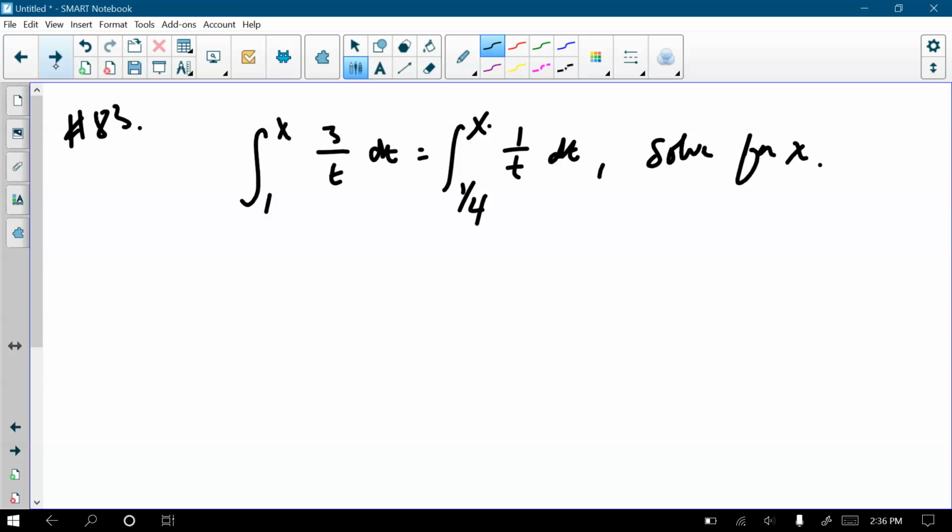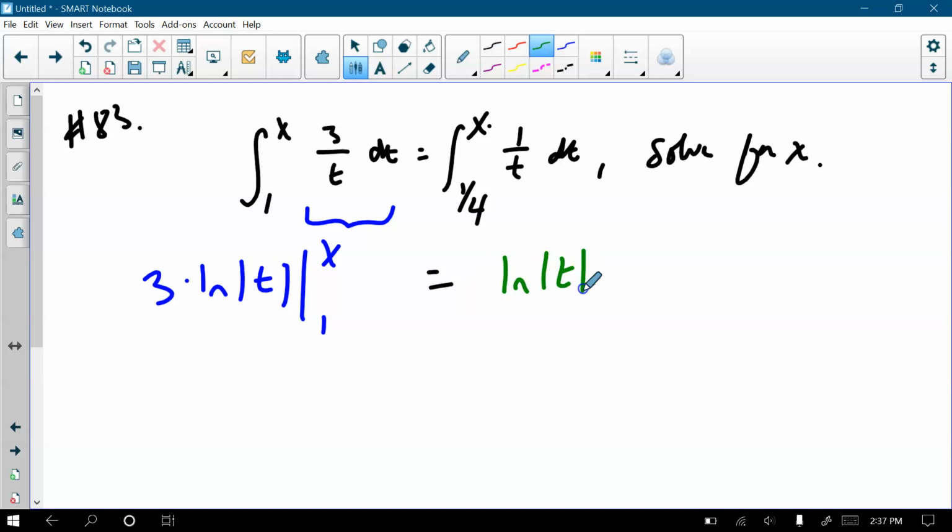Last one, 83. Okay, this one. Let's go ahead and do, we're solving for x here. Let's go ahead and just find out what this antiderivative is. We get 3 times ln absolute value of t, evaluated from 1 to x. Now it looks like we have an equal sign here. Let's do the other side. Equals natural log absolute value of t, because that's what the antiderivative of 1 over t is. Evaluate from t equals 1/4 to t equals x.